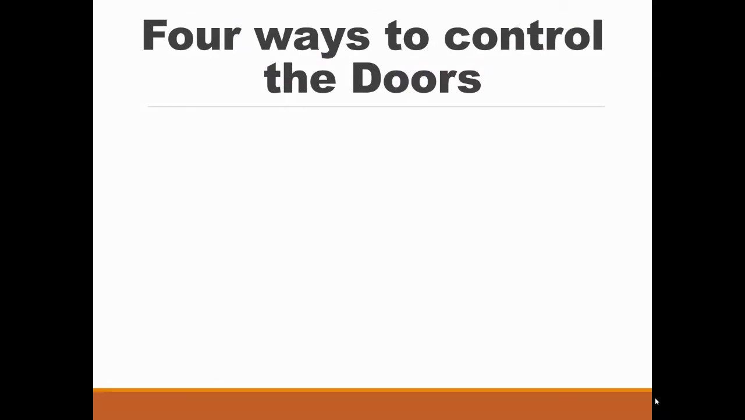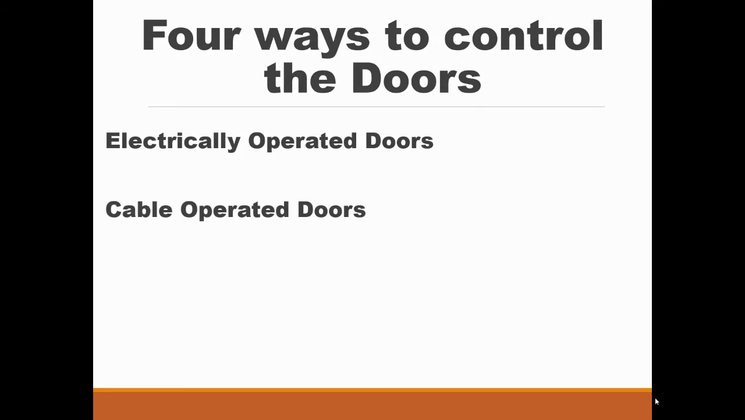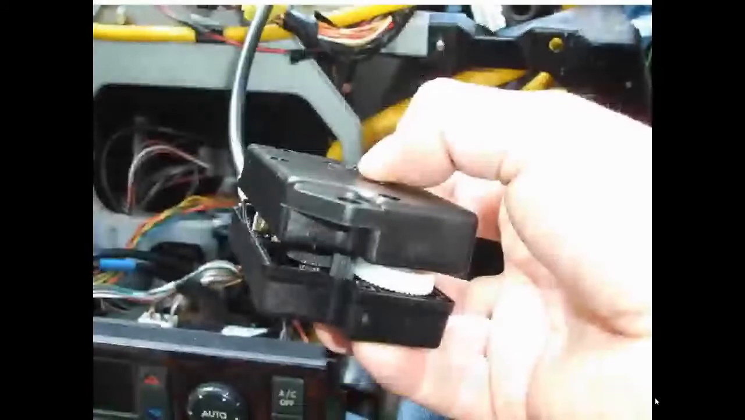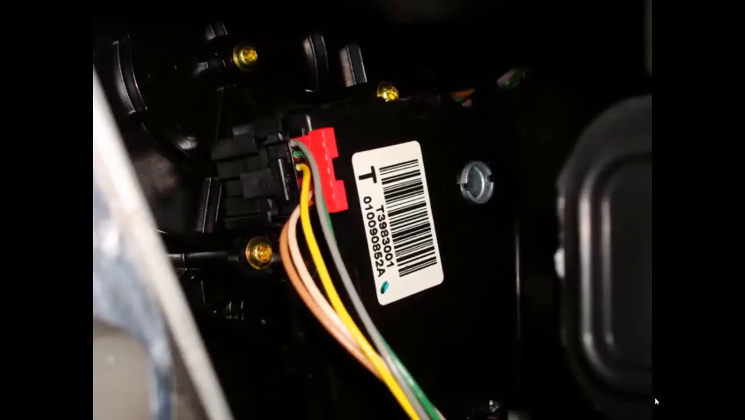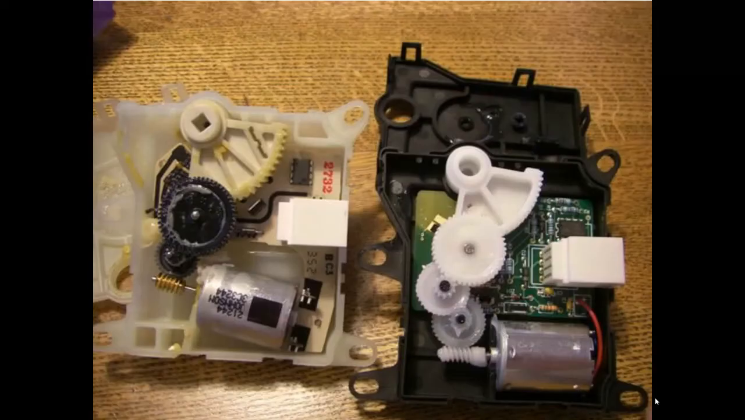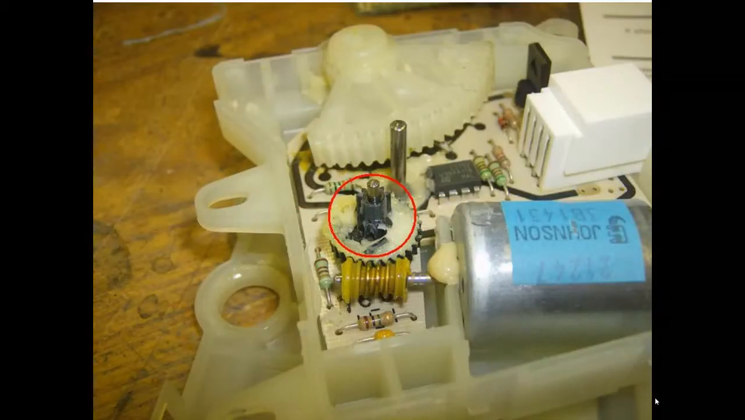There's four ways to control the door: electrically operated, cable operated, vacuum operated, and a combination. Most late model vehicles are electric. They use actuators. They use wires and circuits. Here we see the inside of some of these actuators. The round silver things on the bottom are motors. The gears are gears. The circuit board's a circuit board.